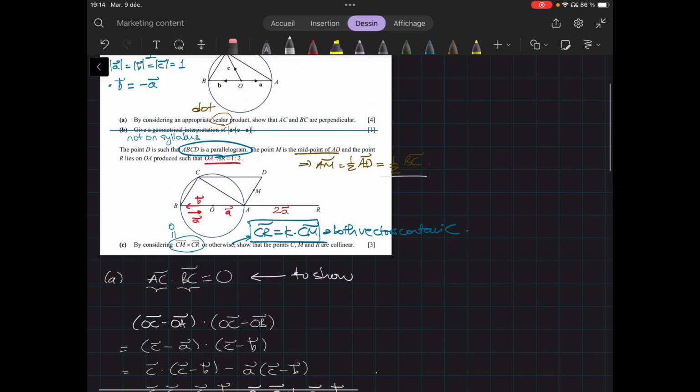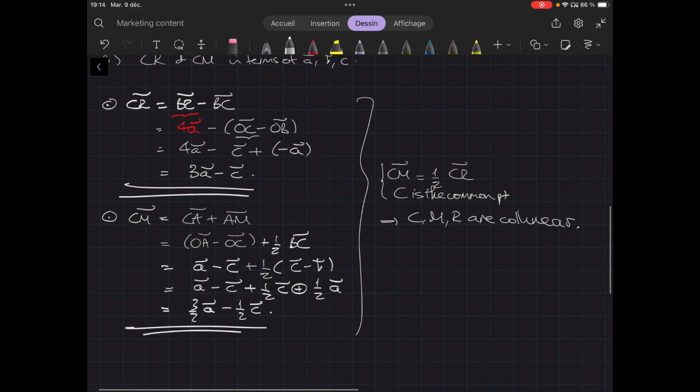For the alternative method, you would express CM and CR in terms of A and C like we just did. And then you are going to take a cross product. I do not understand why you would do that, considering that you can just conclude and finish the question right here.